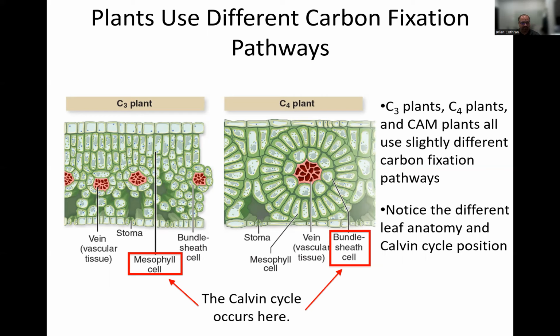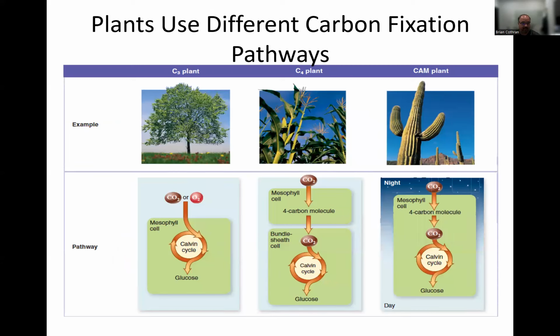For C3 plants, you can see that the Calvin cycle occurs in the mesophyll cells, as we just described. Here, though, in the C4 plants, it happens in the bundle sheath cell. So again, the light reactions occur here, photosystem 2 and 1, in the mesophyll, but the Calvin cycle actually takes place in the bundle sheath cells.